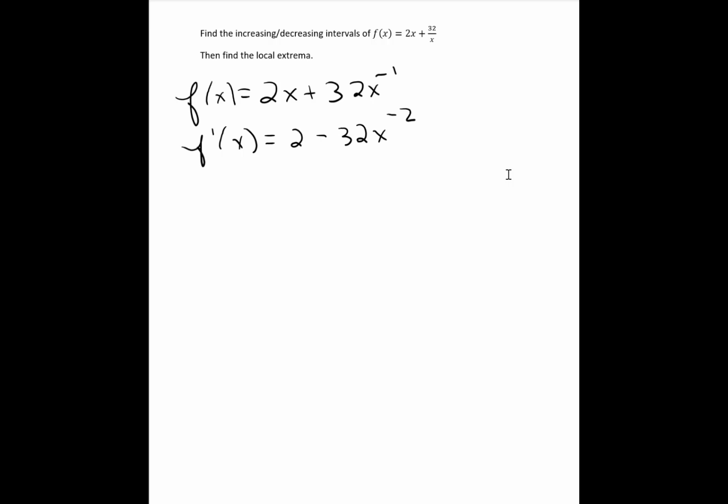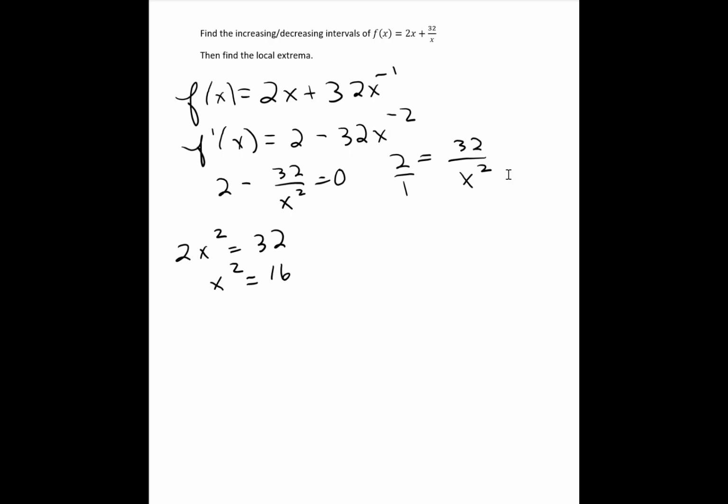What am I going to do? I'm going to set that equal to 0. So I'm going to write it as 2 minus 32 over x squared equals 0. That way it's written back as a fraction. I'm going to move the 32 over x squared to the right. I have 2 equals 32 over x squared. And then I can kind of cross multiply, right? So 2 times x squared equals 32. That says x squared is equal to 16. I have x is plus or minus 4.